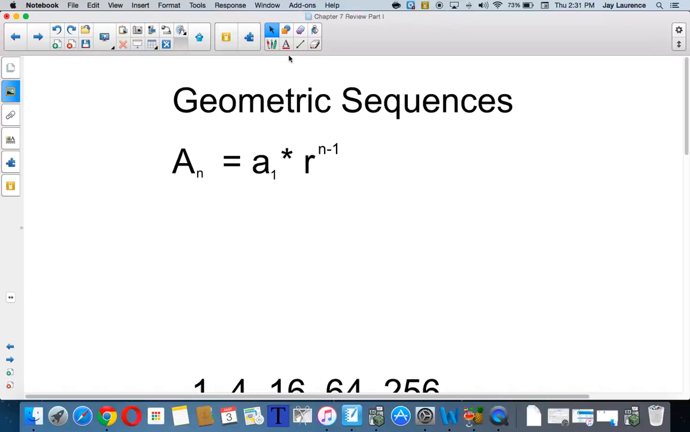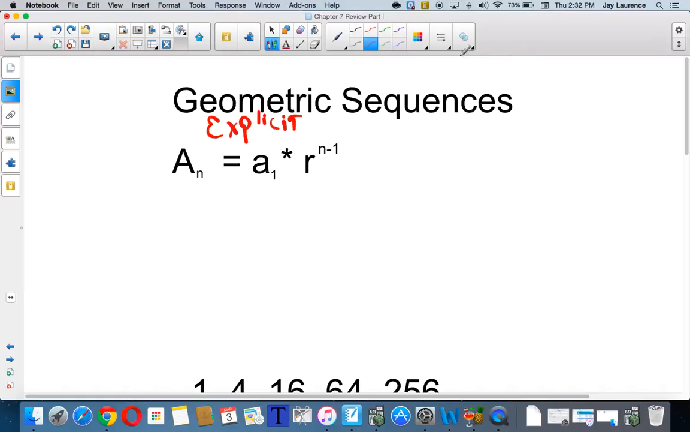The first formula I have here is the explicit formula, and that's the one I'm so partial to because it allows you to figure out any term in the sequence. So that's the explicit formula, right? You take the first one, you multiply it by the common ratio raised to the power of n minus 1. So if I'm looking for the 8th term, I'll be raising r to the 7th power.